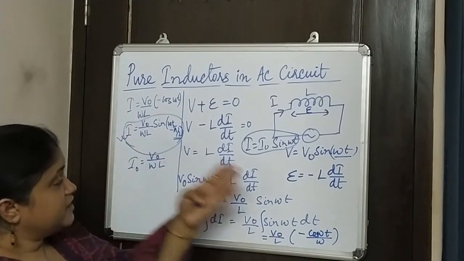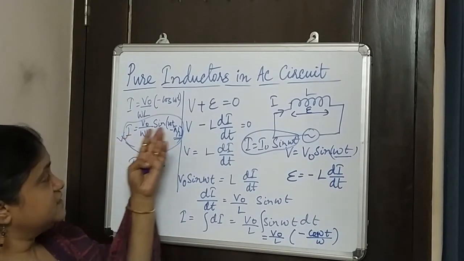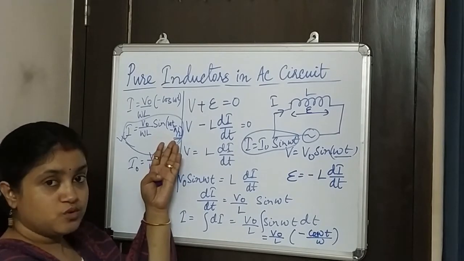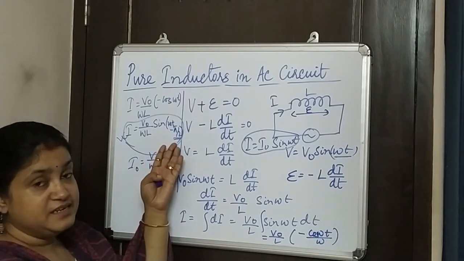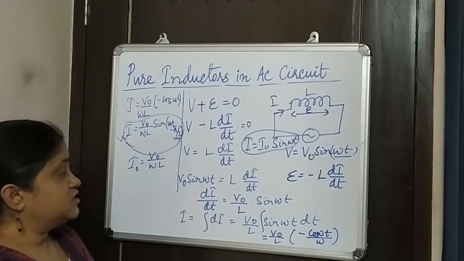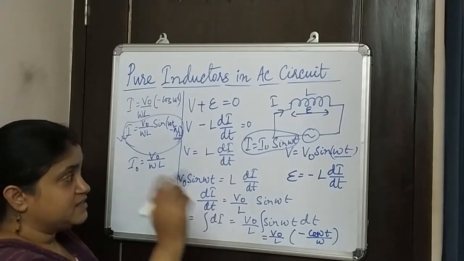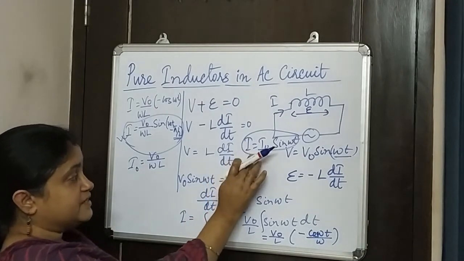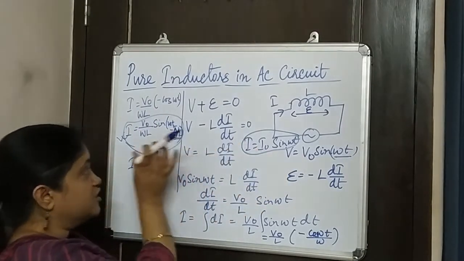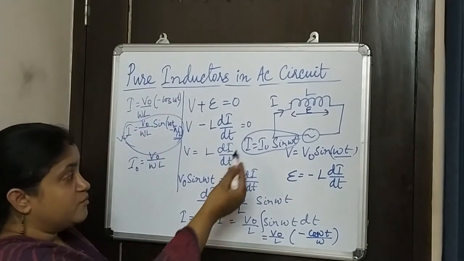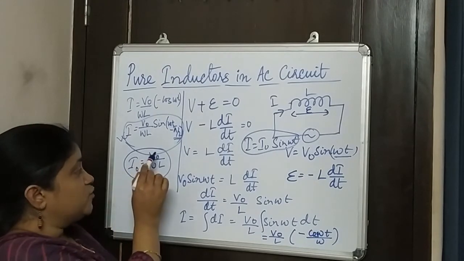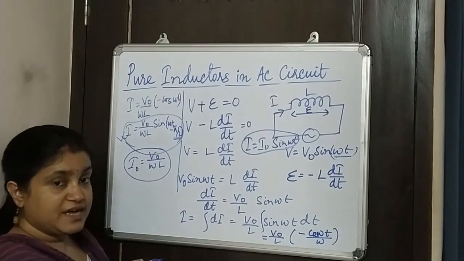So when we compare, what we see is that the current is lagging behind by pi by 2, or it is lesser in phase than the voltage. One thing that we have got from comparing this equation and this equation, that is our general representation of current, with the current that I am getting, is the peak value. The peak value is V naught by omega L.